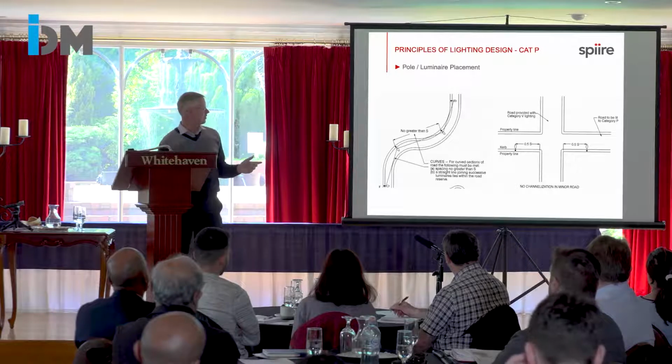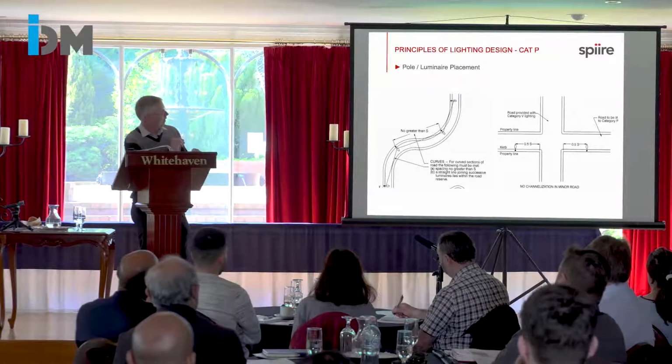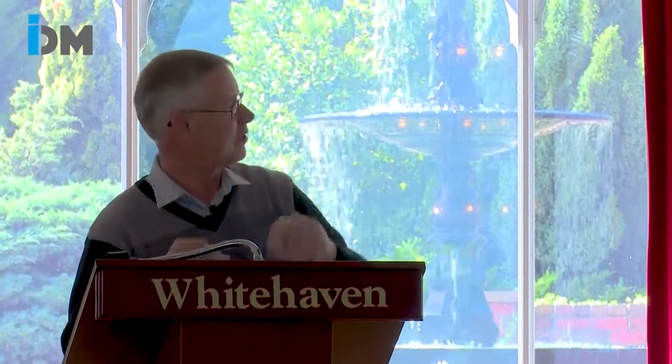If you don't have line of sight, you either need to close up your spacings or perhaps shift a light to the other side of the road so you then establish line of sight.